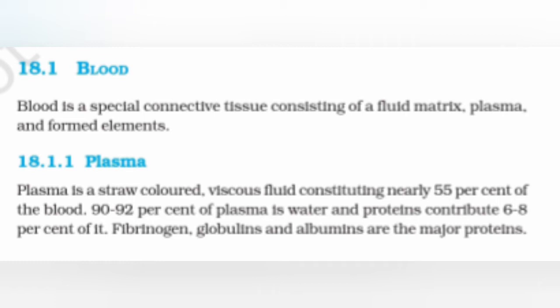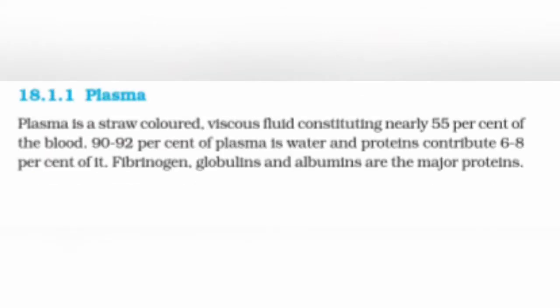ब्लड का 55% सिर्फ प्लाज्मा है. 90 to 92% of the plasma is water और उसमें से भी 90% water है. And protein contribute 6 to 8% of it. Fibrinogen, globulins and albumins are the major protein. So if we conclude it, blood का 55% प्लाज्मा constitute करता है. प्लाज्मा के अंदर 90 to 92% वाटर है. बचा हुआ 6 to 8% प्रोटीन है, जिसके अंदर मेजर 3 प्रोटीन है, फाइब्रिनोजन, ग्लोबुलिन्स एंड albumins.